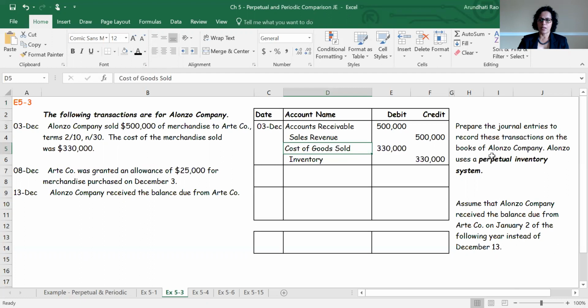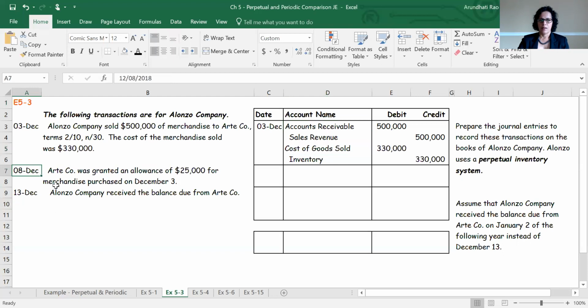So whenever a company uses the perpetual inventory system and they make a sale, they will have 2 journal entries. The first one is to record a transaction. Remember, a transaction always means an outside party is involved. The second journal entry is a book entry. We are just making adjustments in our books to these 2 account names that we have over here, cost of goods sold and inventory.